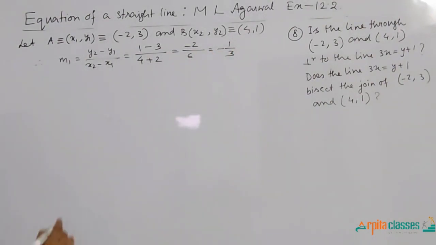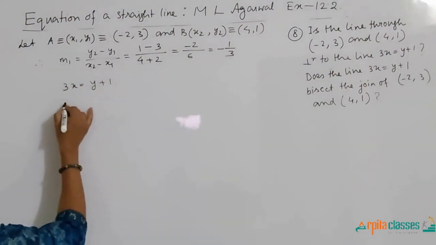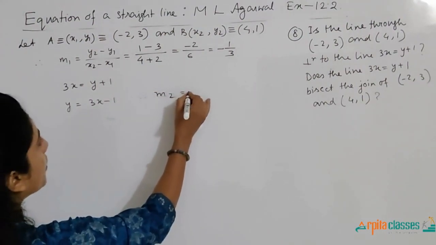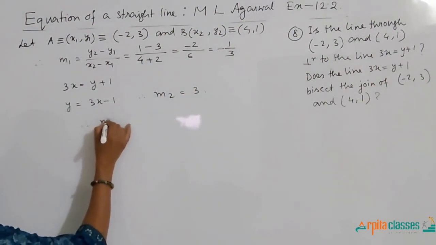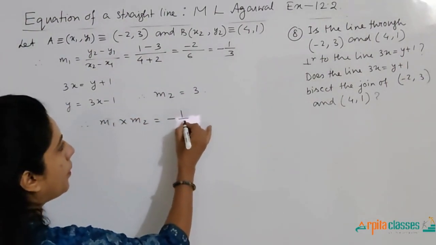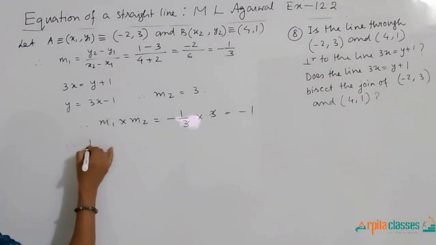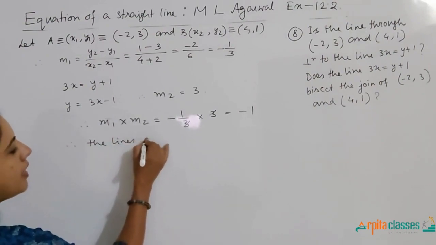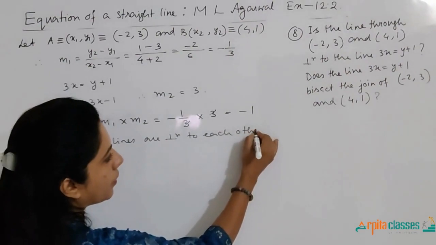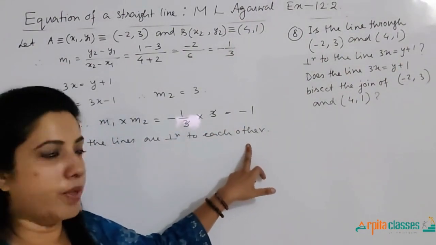This is your m1. Now take another line, that is 3x = y + 1, or y = 3x - 1. From here we get m2 is equal to 3. Therefore, m1 into m2: what is your m1? -1 upon 3. Put m2 is 3, which is coming -1. Therefore, the lines are perpendicular to each other. First part is done. They asked you, is the line through this and this perpendicular? So, they are perpendicular to each other.